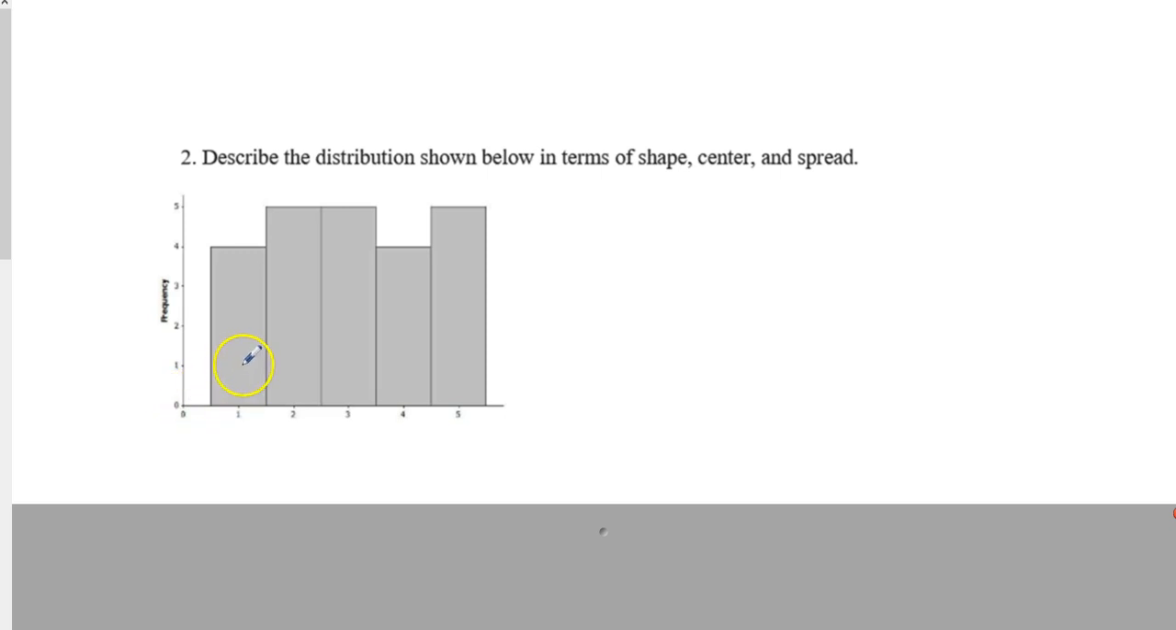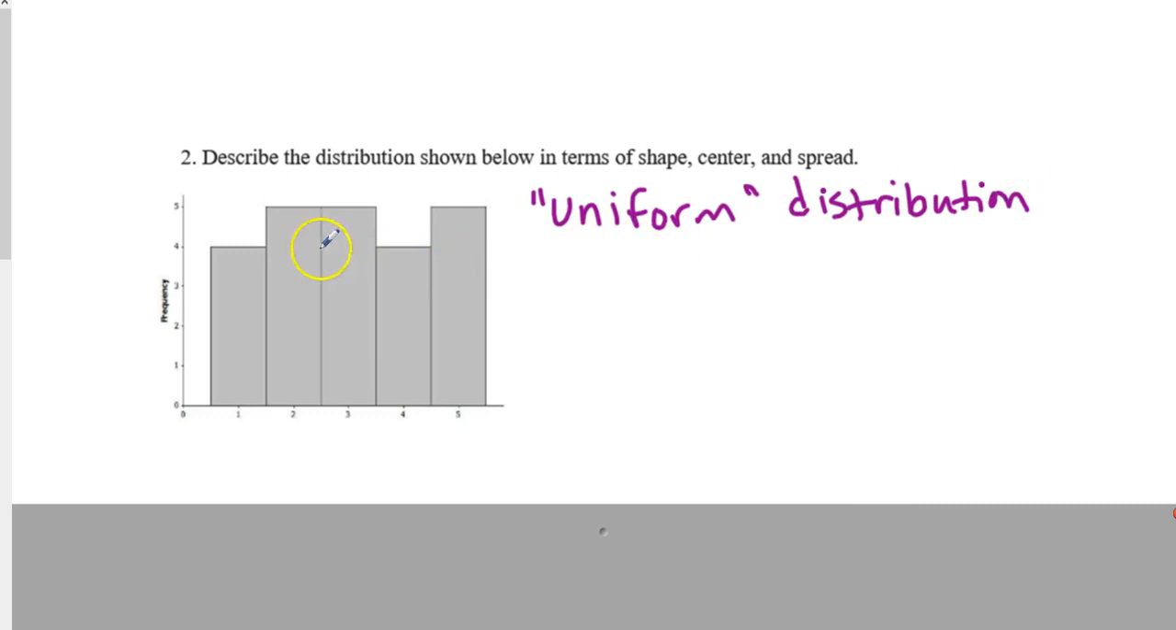The next page says, describe the distribution here in terms of shape, center, and spread. We're going to talk about whether it's skewed left, skewed right, or symmetric. In fact, I'm going to give you another word. I'm going to call this a uniform distribution. It's not skewed, but you wouldn't really say it's symmetric. It's almost like they're all the same height. It means they're all the same, like uniforms for a job or uniforms on a team.